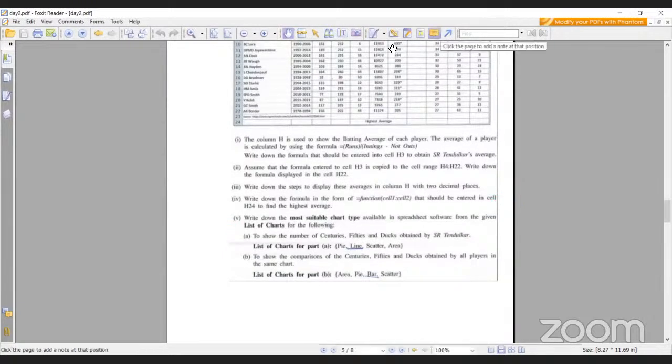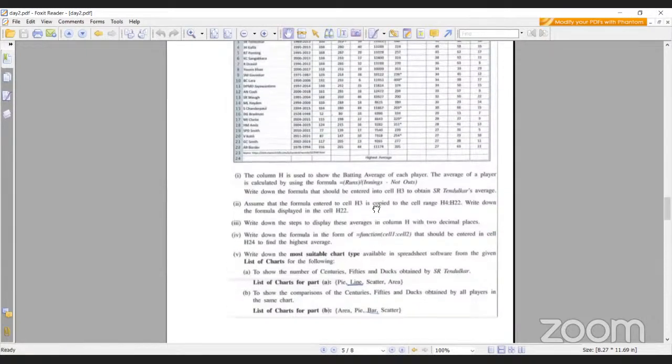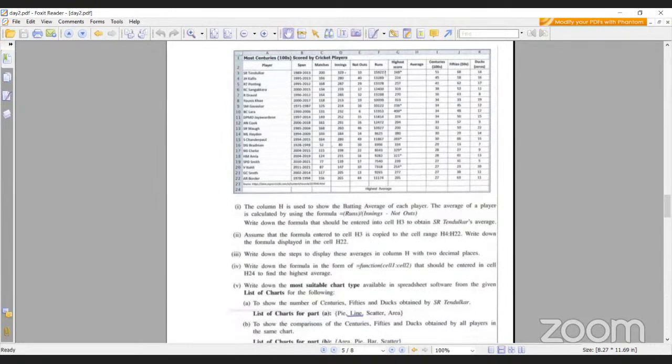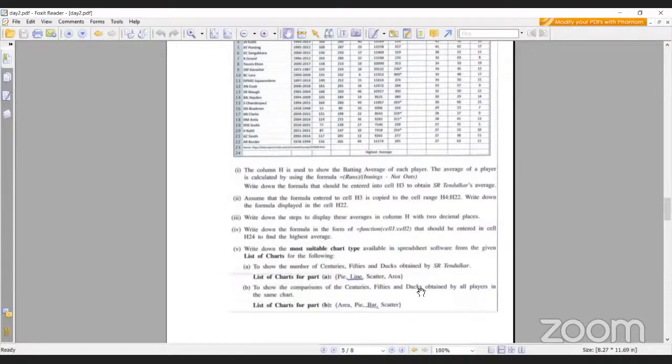Write down the formula in the form of a function that should be entered in cell H24 to find the highest average. Very easy. For the highest we use max: equal max within brackets H3 colon H22. Then next one, to show the number of centuries, 50s and ducks obtained by S.R. Tendulkar.